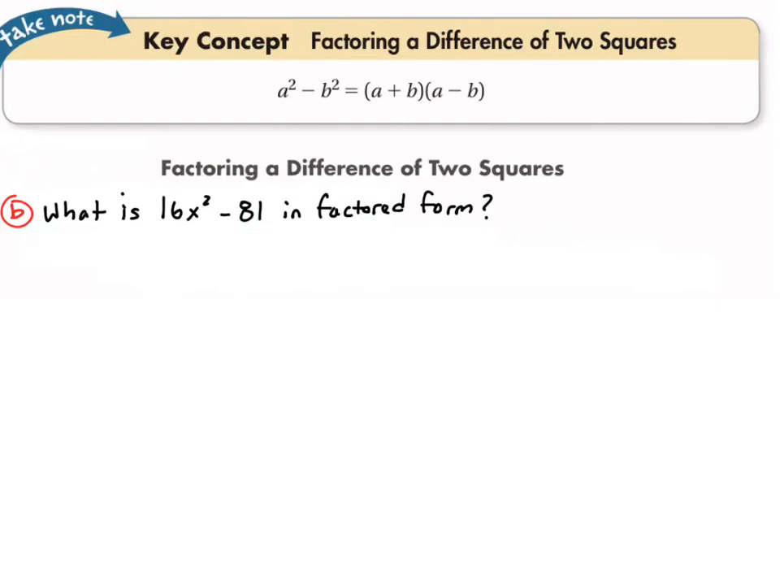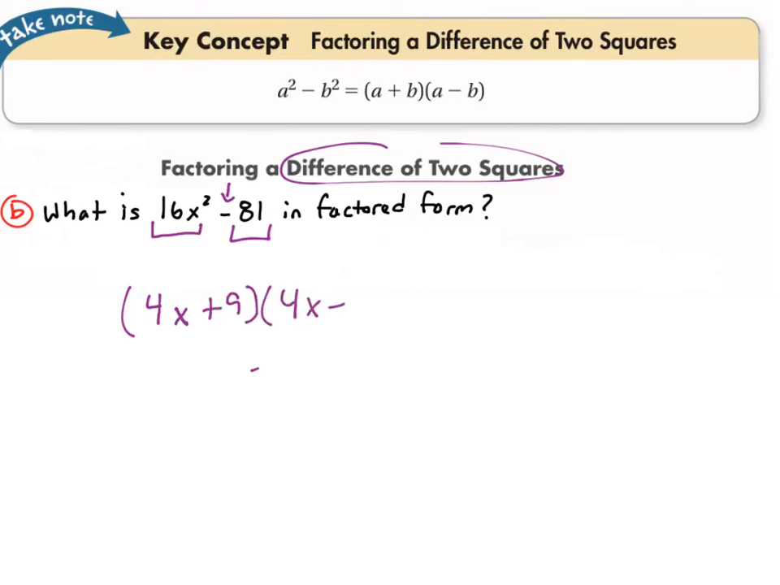Same idea here. As we look at 16x squared and 81, 16x squared is a perfect square, so is 81, and we have the subtraction. So once again, the difference of two squares. The square root of 16 is 4, x squared is x, and then 81 is 9. So one addition, and then one subtraction. And there's our factored form.